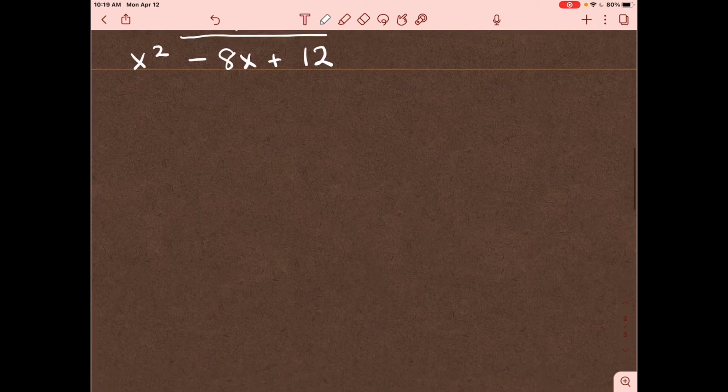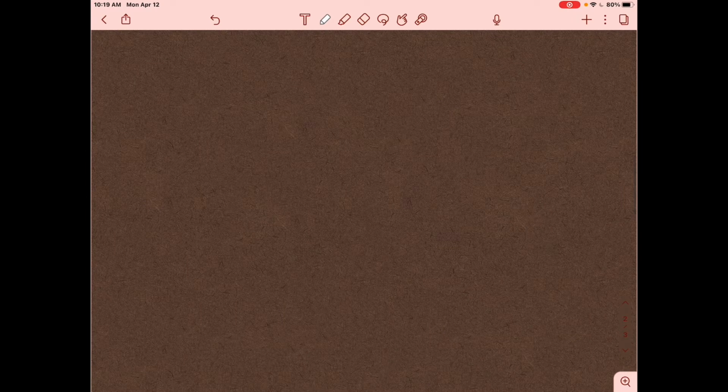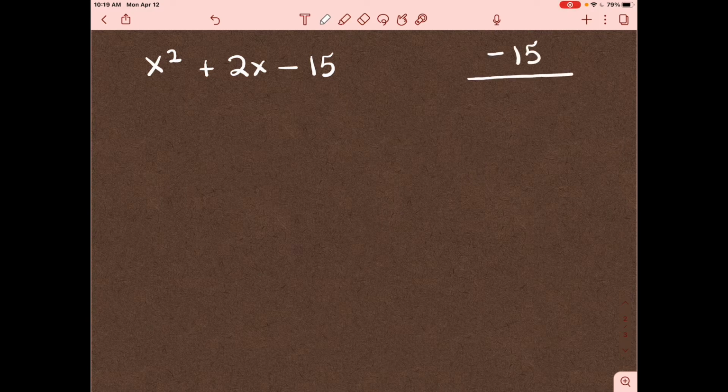Sometimes our negatives are going to look more like this: x squared plus 2x minus 15. So in this case, we have minus c. 15 is our c number here. So when we factor, we need to come up with numbers that multiply together to make negative 15. We know that I'm going to need a negative and a positive.